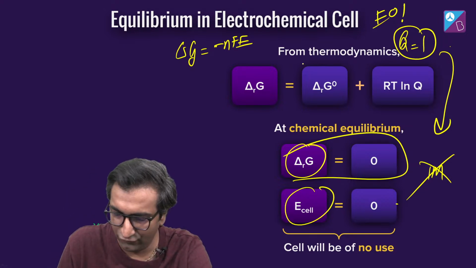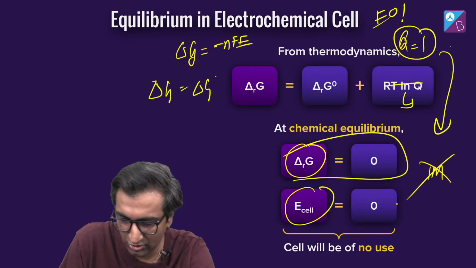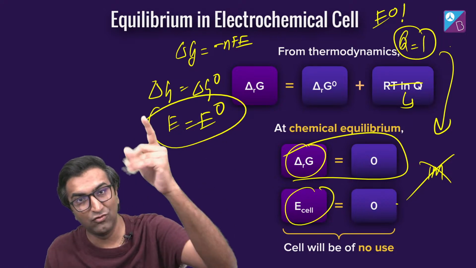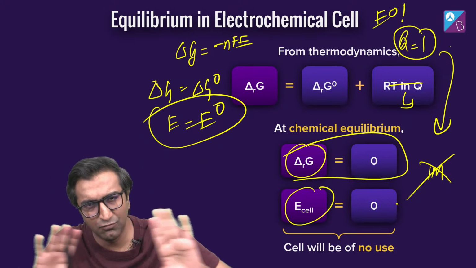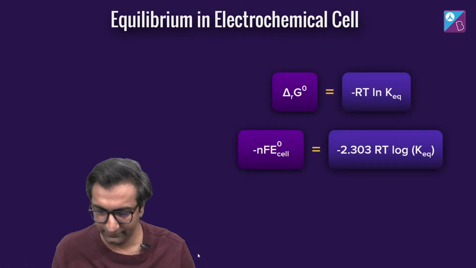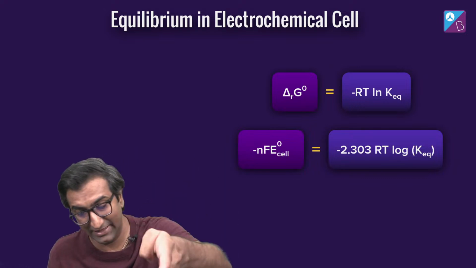And mathematically, if you take Q to be 1, this becomes 0. That means that delta G equal to delta G naught, which means E equal to E naught. Mathematically भी prove हो गया यार, है ना? E cell is equal to E naught when Q is equal to 1. So everything ties in beautifully with the math. अगर ये ज्यादा हो गया तो खुद एक बार ट्राई करके देख लेना. ठीक है? Cool.